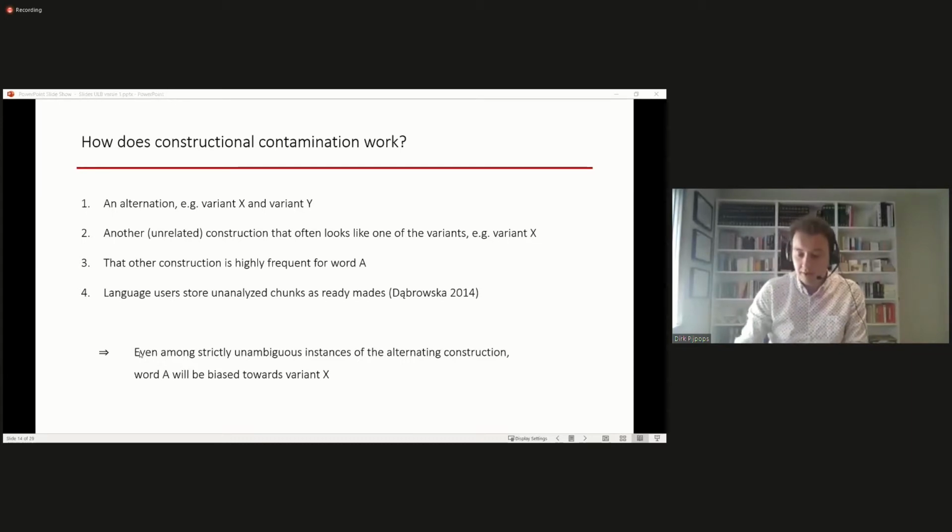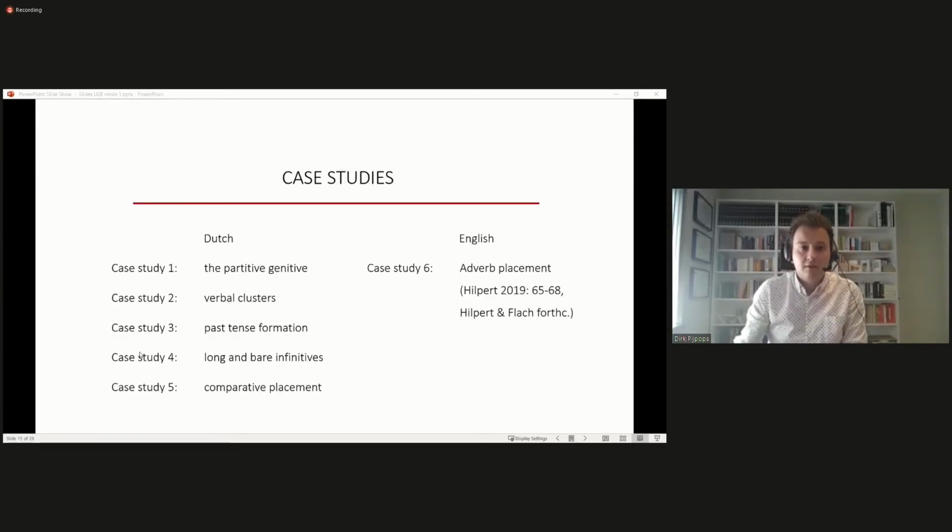Now enough with the theory, let's look at some data. Let's look at some case studies. So these are the case studies that we have on constructional contamination so far. We have 5 of them on Dutch. This is our work, and we have 1 on English, which is the work of Martin Hilpert and Susanne Flach. I'll of course be talking about the Dutch case studies. More specifically, I'll be talking about the first 2 and giving a quick overview of all the others.